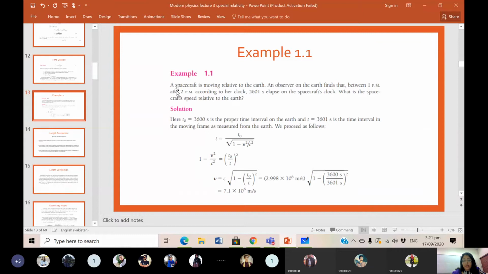So for example, this is example 1.1 in the book. If you have a spacecraft that's moving relative to the Earth, an observer on the Earth finds that between 1 p.m. and 2 p.m. according to the observer's clock, 3,601 seconds elapsed on the spacecraft's clock.